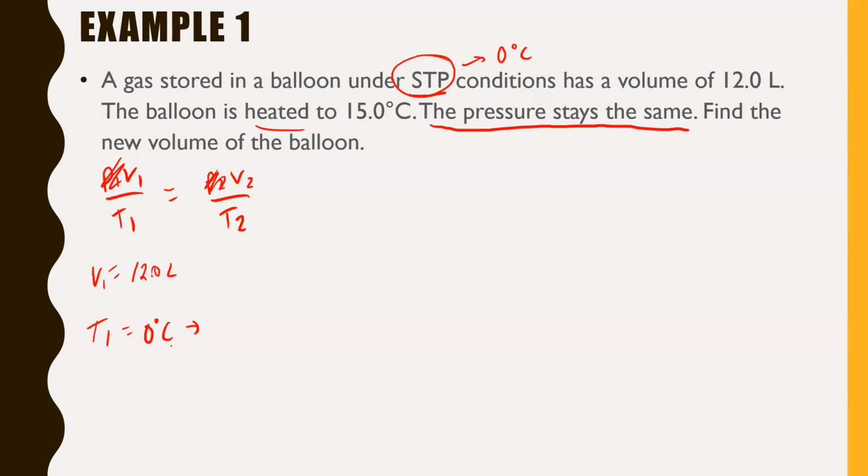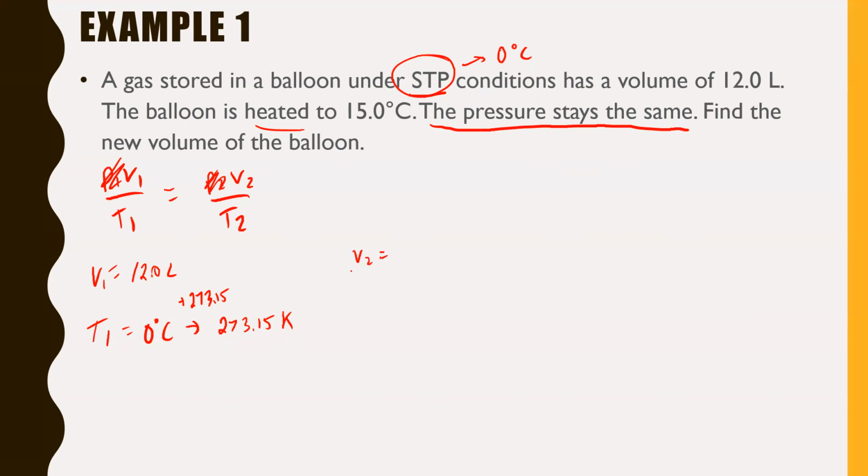But wait, we don't like Celsius, not in chemistry at least. We have to change this to Kelvin. To change to Kelvin from Celsius, you add 273.15. So 0 plus 273.15 is, of course, just 273.15 Kelvin. So there we are. V1 and T1, we're all ready to go.